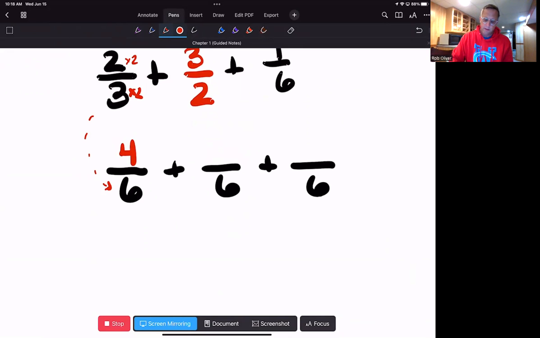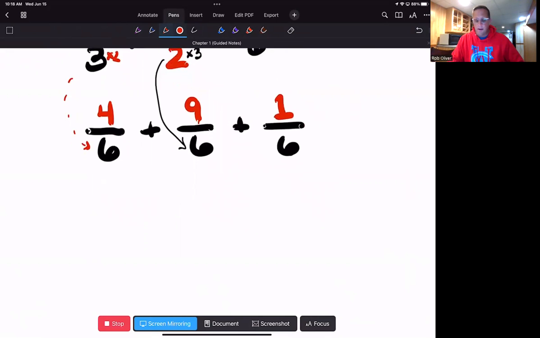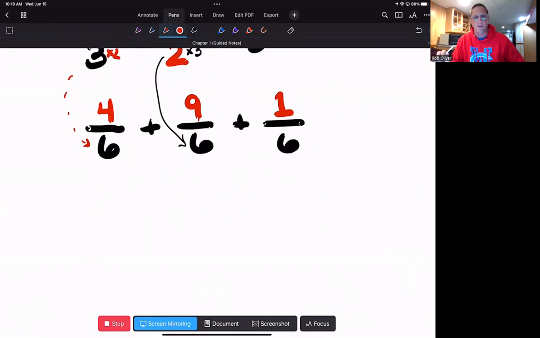All right. Then comparing, going down the line here. 2 times 3 is 6, so that's what we're going to multiply by 3. So we're going to do 3 times 3. That makes 9. And then 1/6, the denominator didn't change, so you don't have to change the numerator. I'll write it in red to be consistent. And so we got 4/6 plus 9/6 plus 1/6.